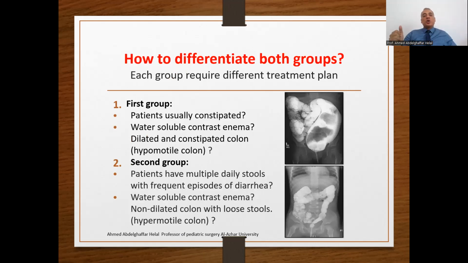How to differentiate? Because each group requires a different treatment plan. As we see, in the first group the patient is usually constipated, and if we perform a water-soluble contrast study, we will see this view: dilated and constipated colon, hypomotile colon. Dilated, very large, and constipated. On the other hand, in the second group, the patient has multiple daily stools with frequent episodes of diarrhea, and the water-soluble contrast will show a non-dilated and narrow caliber colon, called hypermotile colon. So it's very important to perform an X-ray and contrast enema to differentiate both types.